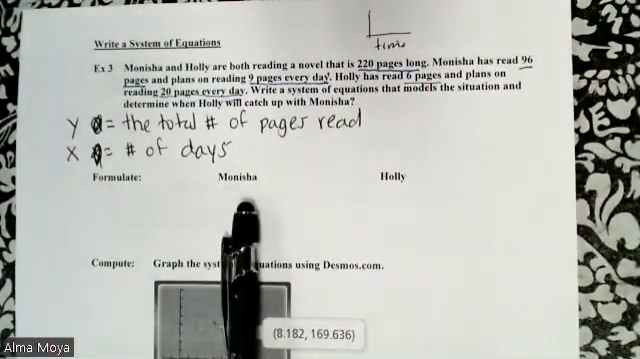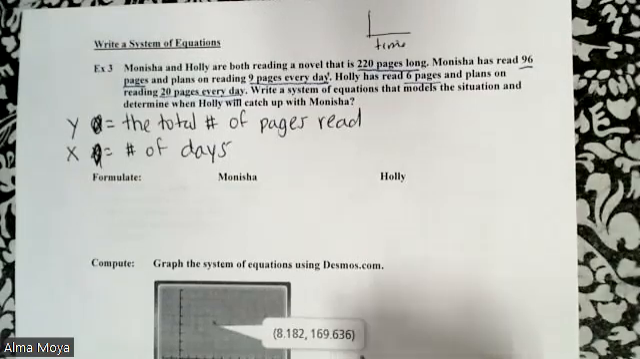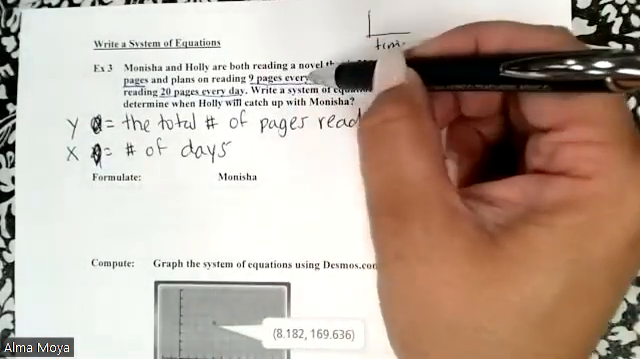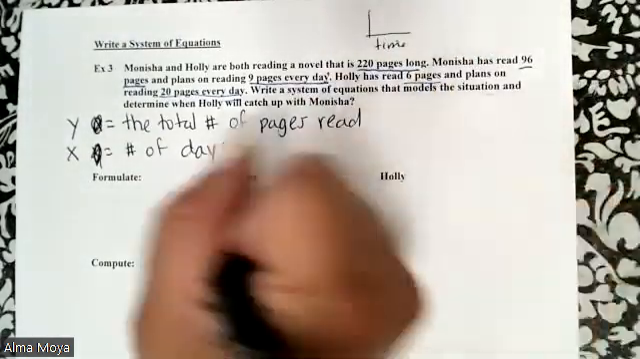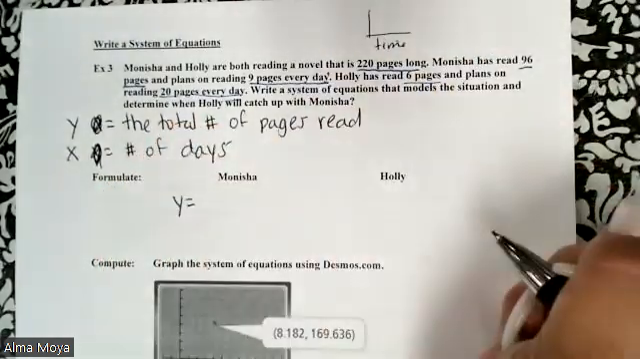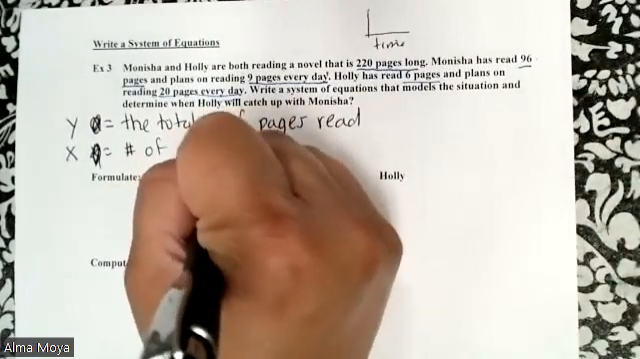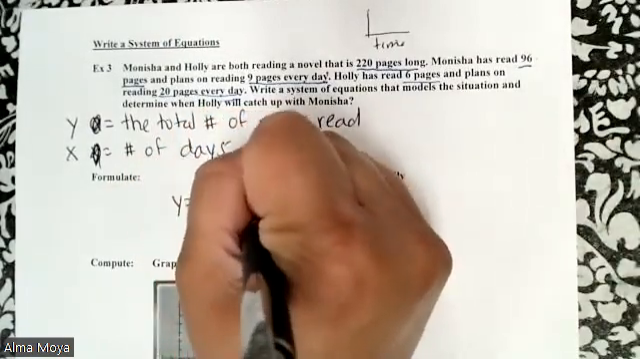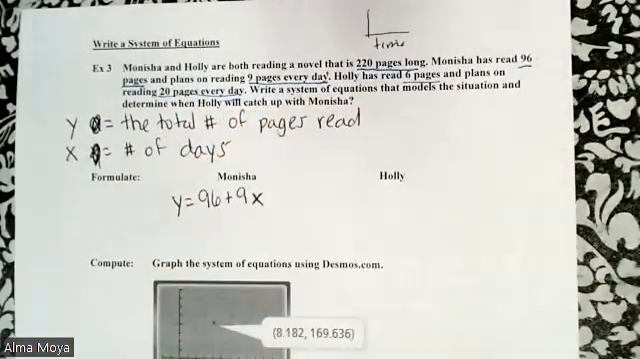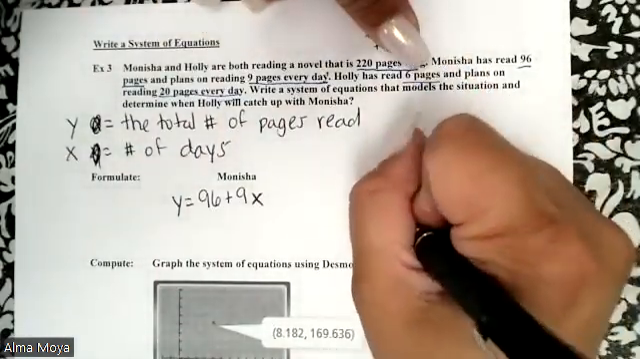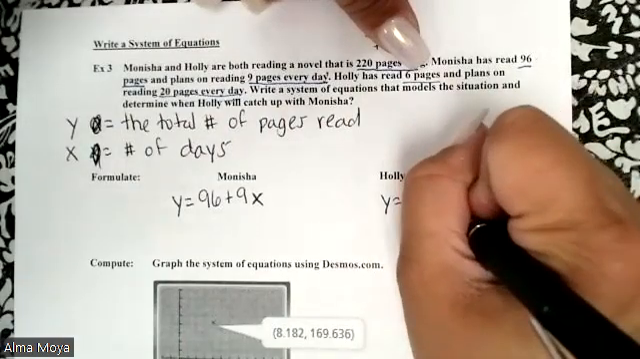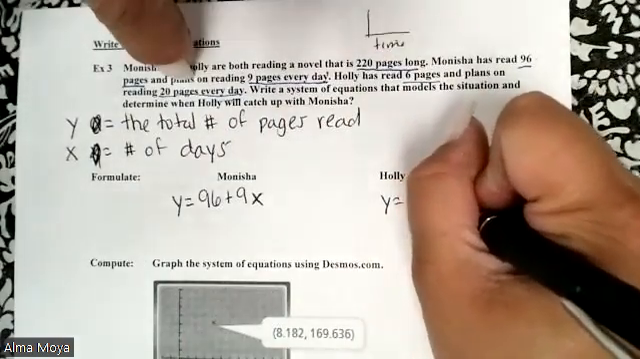So right here where it says Manisha, that's going to be, let's see here. Manisha is going to be 9 pages every day, and she started at 96. So the total number of pages she read is going to be the 96 plus the 9 per day. Holly read 6 pages and 20 pages each day.